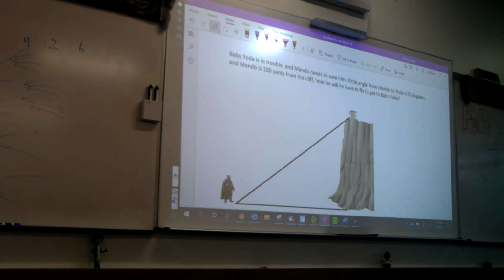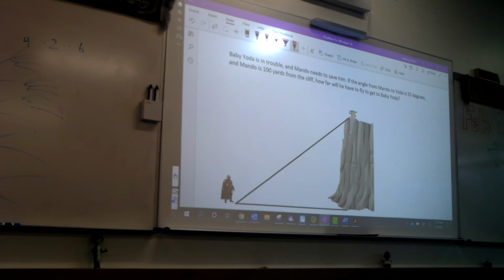Baby Yoda is in trouble. Oh no! And Mando needs to save him. If the angle from Mando to Yoda is 55 degrees and Mando is 100 yards from the cliff, how far will he have to fly to get Baby Yoda before those Iron Man robot things come in to try to kidnap him, okay? Dark Troopers? Dark Troopers, is that the name? I call them Iron Man ripoffs, but whatever. They're Darth Vader ripoffs.